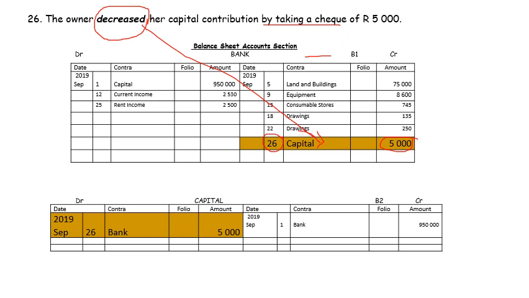Now you also know that whatever you write in contra is the name of the other account concerned. So we have to write in the capital account. You know that capital increases on the credit side and decreases on the debit side. They tell you she's decreasing her capital. So capital decrease on the debit side, the date 5,000, and the money was taken from the bank. Double entry principle was applied because capital was your debit and bank is your credit.